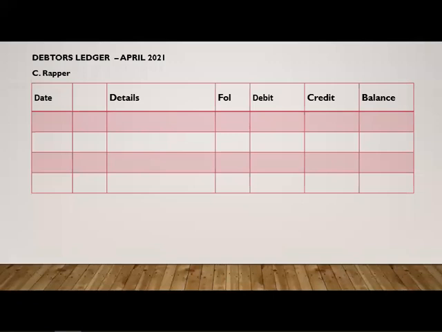In C Rapper's account in the debtors ledger, we will start with balance on the 1st of April 2021, and we will have balance brought down, and the amount owed to us by C Rapper will be 1,200. And then we're going to go to the debtors ledger of C Nasty and do the same thing, just write balance brought down on the 1st of April 2021, which will be 2,800.